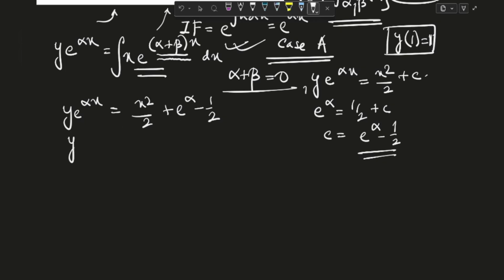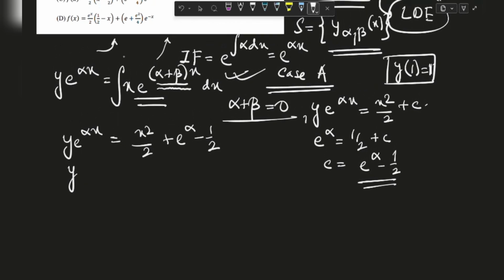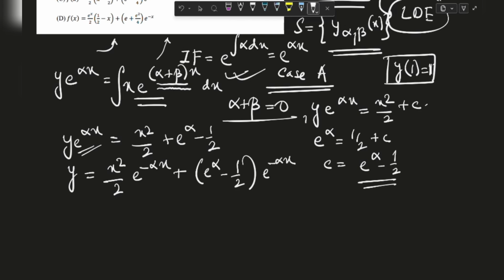And now, if you observe the options above carefully, it's f of x only on the left hand side, which means we will only have y on the left hand side and nothing else. So we can multiply e power minus alpha x on both sides. So this becomes x square by 2 e power minus alpha x plus, I guess, e power alpha minus half times e power minus alpha x.